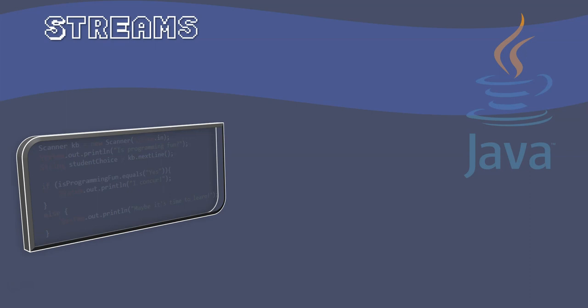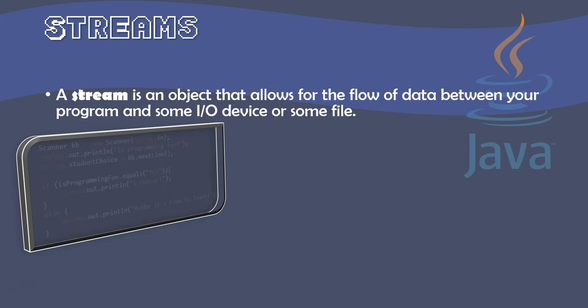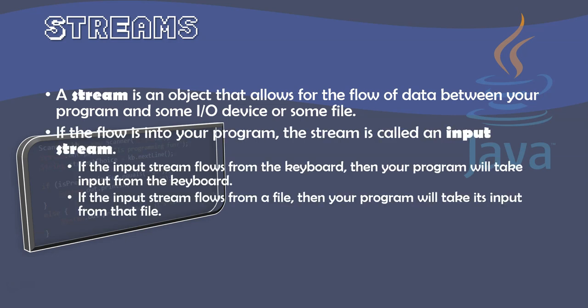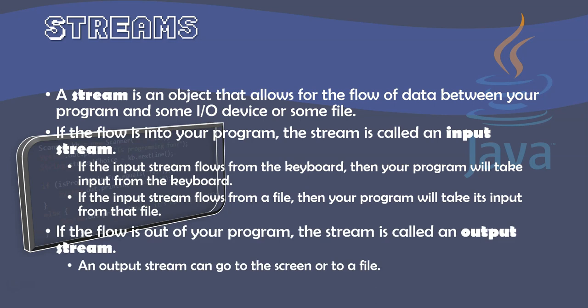So the first thing to recall is this concept of streams. A stream is simply an object that allows for the flow of data between your program and some input-output device, or maybe a file. If the flow is into our program, then that stream is known as an input stream. If the input stream, for example, flows from the keyboard, then your program will take input from the keyboard. If the input stream flows from a file, then your program will take its input from that file. Conversely, if the flow is out of your program, the stream is an output stream. An output stream typically is going to either run to your screen, so it's displayed in some way, such as through the console, or it's going to be output into a file.